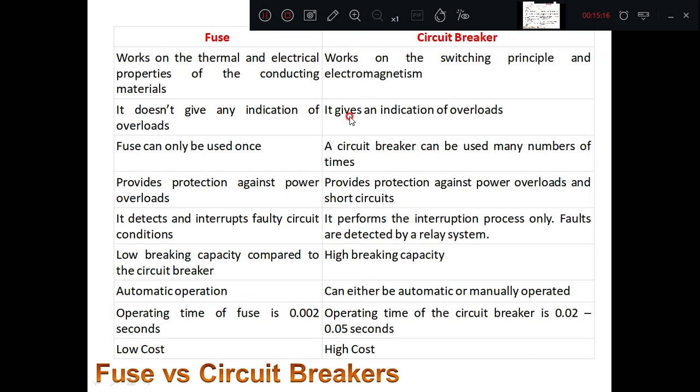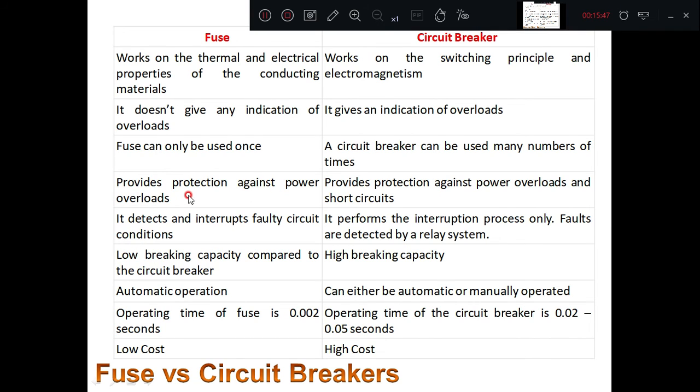But in the case of the circuit breaker, it gives an indication of the overload, thereby you can switch it off, or it is switched off automatically. A fuse can only be used once. Once it is blown, you have to replace it with a new fuse. A circuit breaker can be used many times. When it goes off under a faulty condition, after clearing the fault, you can switch it on once again.